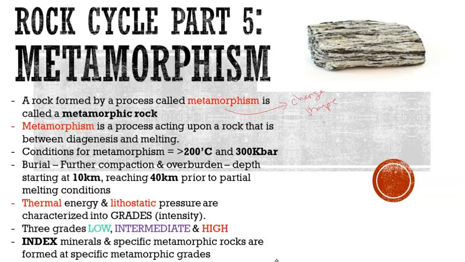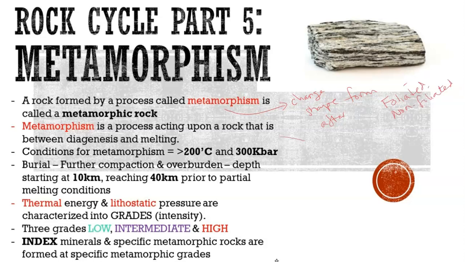Again, the process of creating a metamorphic rock is called metamorphism, and this means to change shape. Meta means kind of like after, so after the fact of the process, it's going to change shape or change form, and that's what morphic means. These rocks come in different types. We have foliated and non-foliated, and they're formed in different ways.